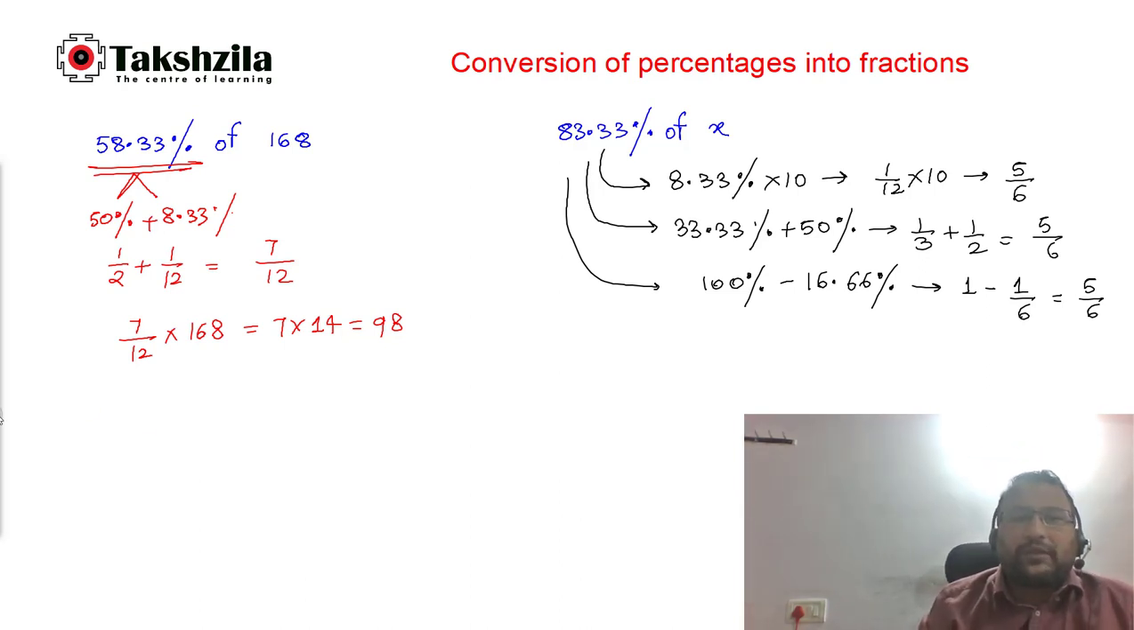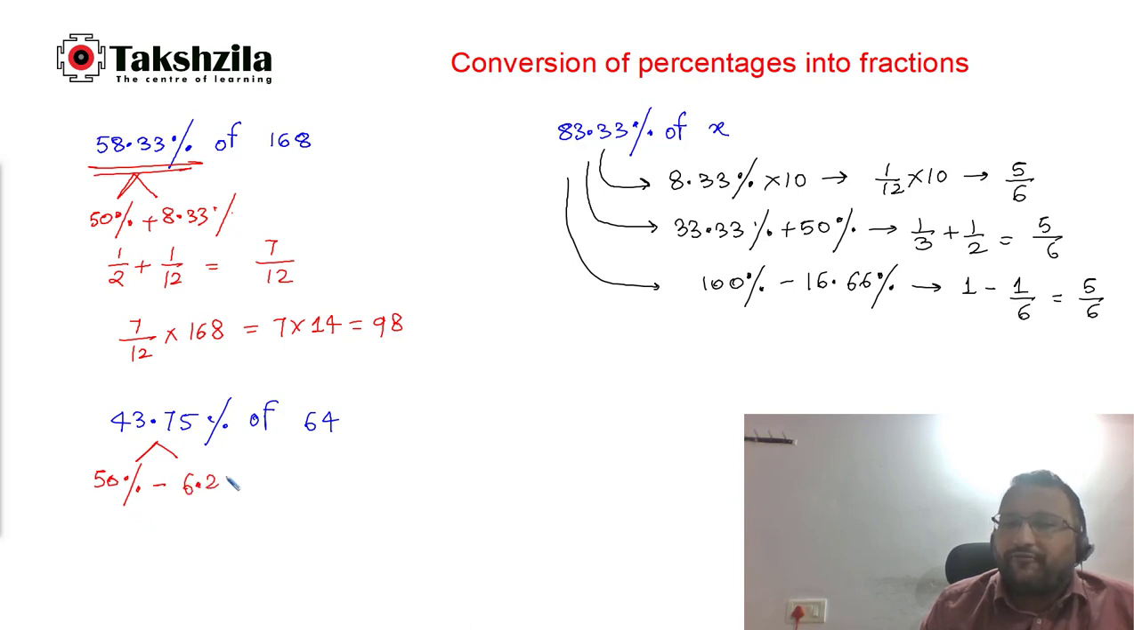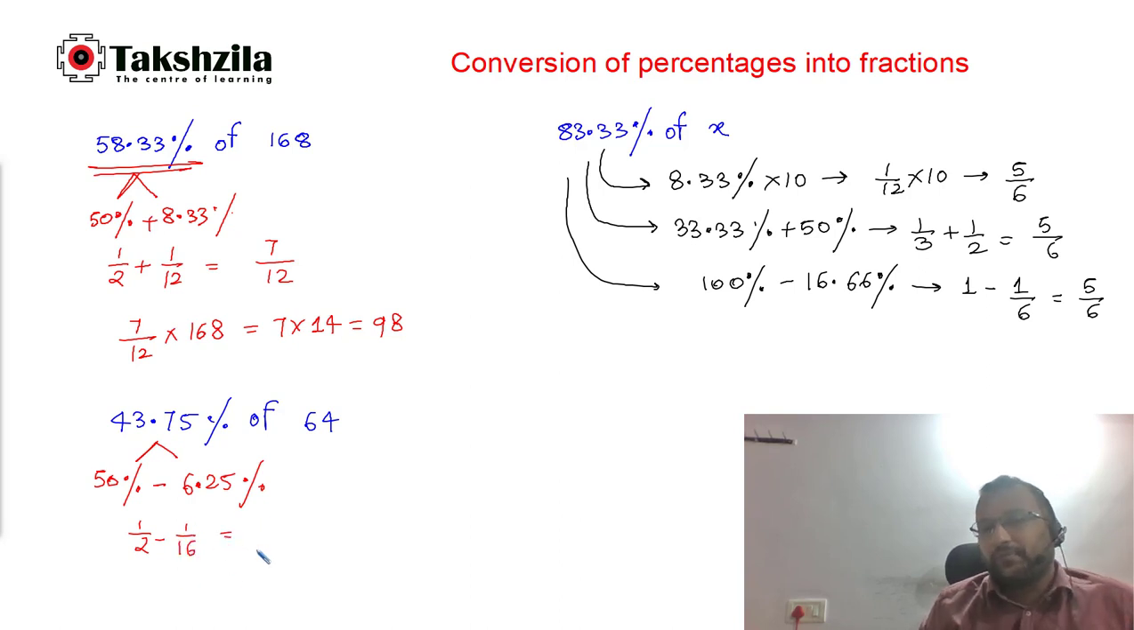Let's take one more example. Let's say I want to find 43.75% of 64. Okay, so after looking at 43.75, what should come to your mind? It is close to 50%, minus how much? 6.25%. So 50% is 1 by 2, 6.25 is 1 by 16. If you do this calculation further, you will get 7 by 16.